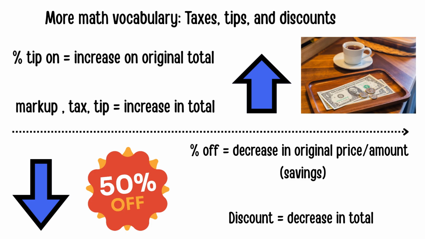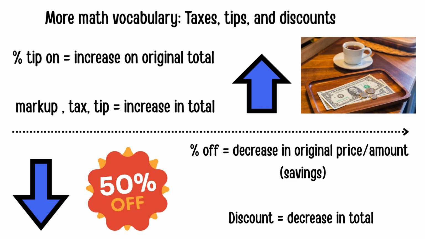Now let's look at taxes, tips, and discounts. This comes in handy when you're shopping or perhaps paying for a meal. The percent of tip will also increase the original total. So if you pay $5 and you also pay a tip, that will increase the amount you give to the server. We also use the words markup, tax, and tip in math. All of these terms mean there will be an increase in your total.